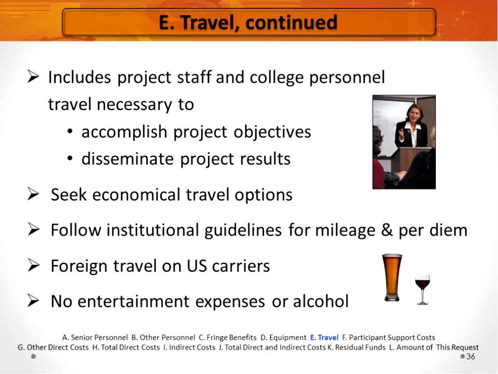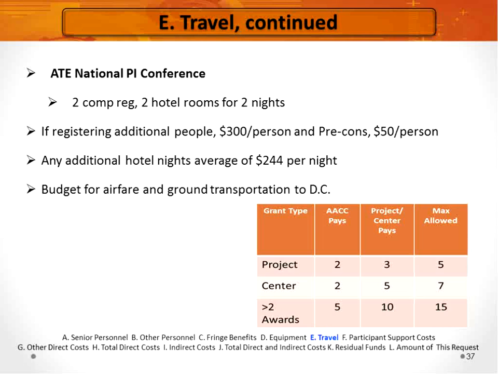And very important, federal funds for alcohol and entertainment are completely unallowable, so that's not even something you want to think about. As an example of how this travel line can be used, this is where you would budget for new PIs to attend the National ATE Principal Investigators Conference, which is held each October in Washington, D.C.